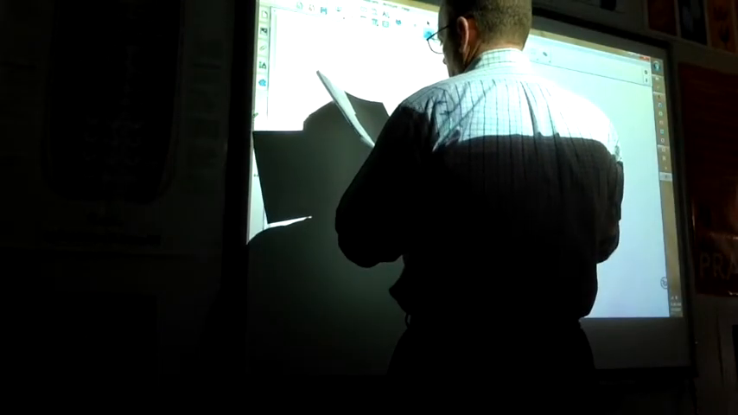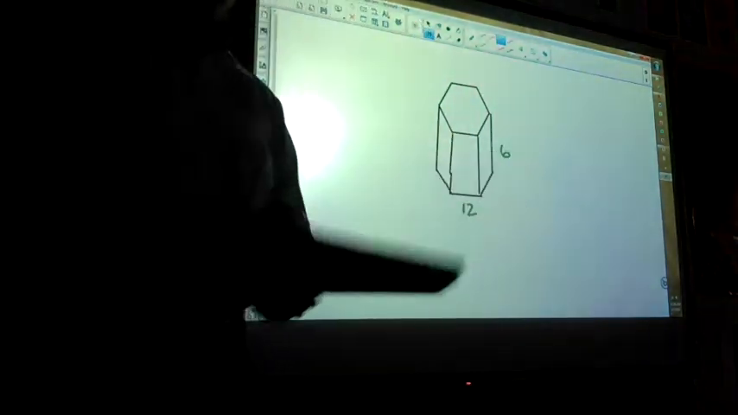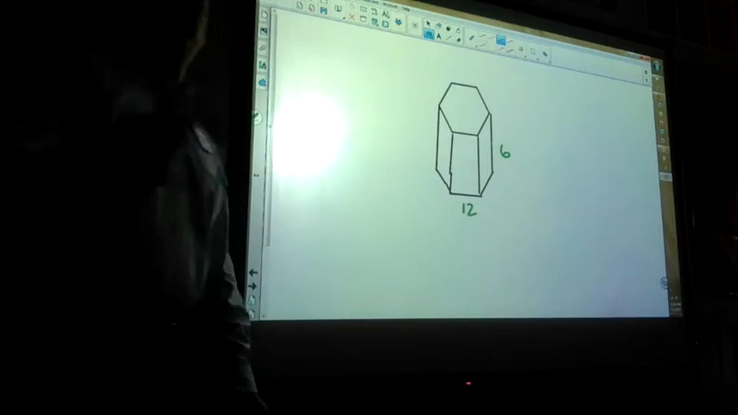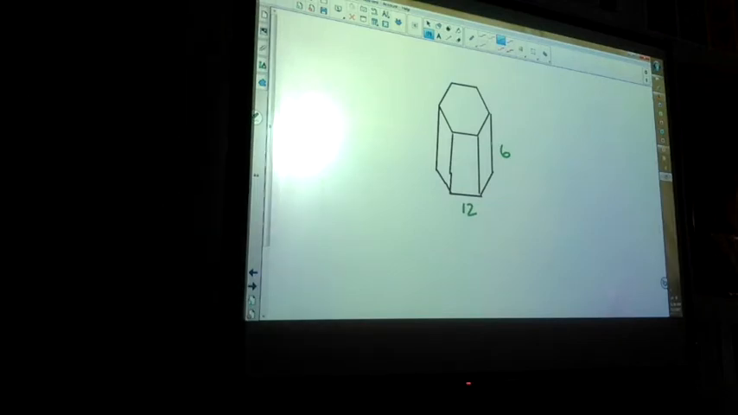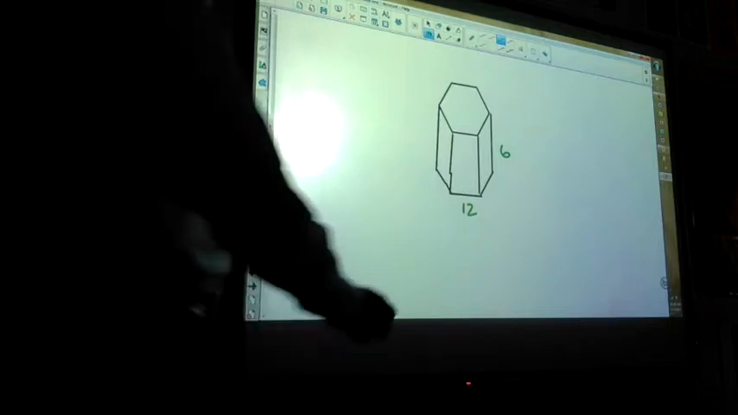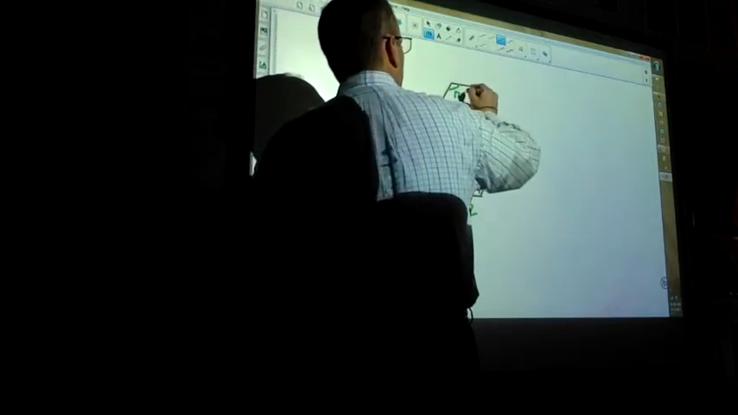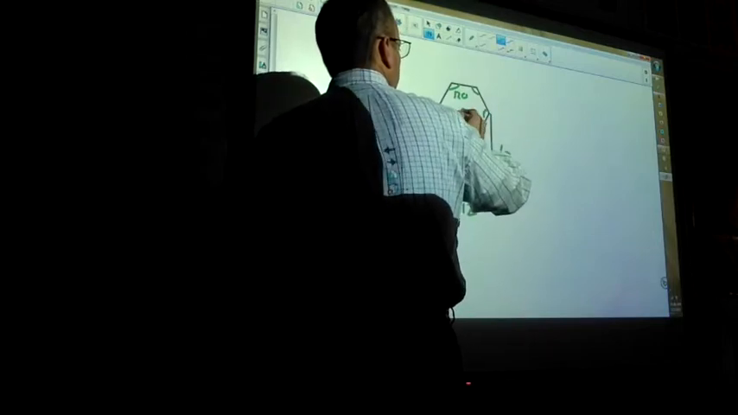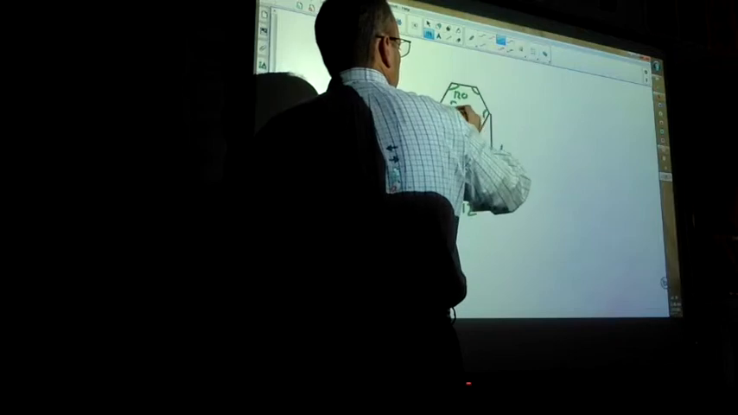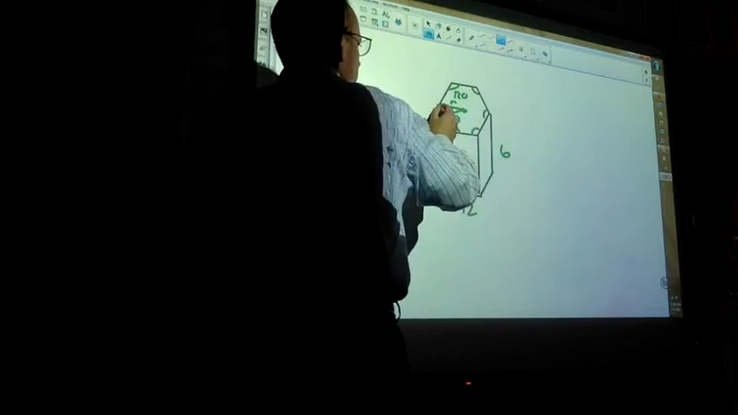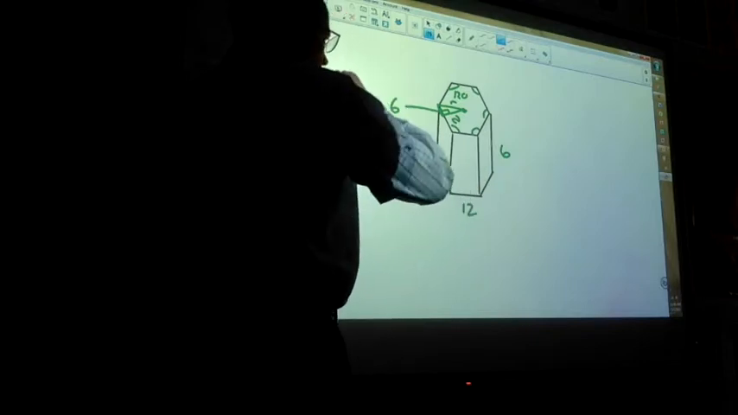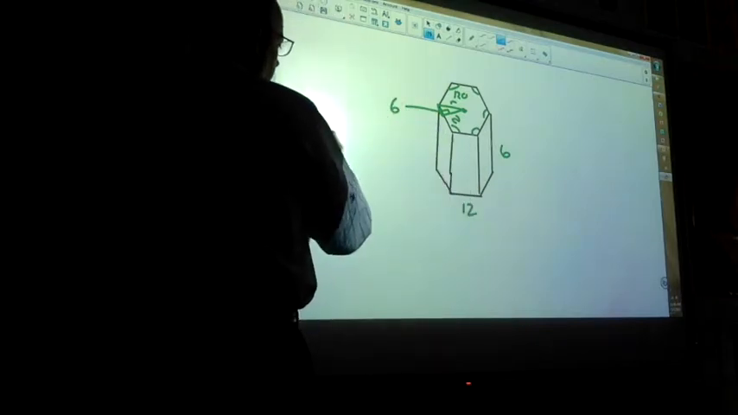So that's 12, and that's 6. We have to realize we have (n minus 2) times 180 divided by n. So that's 720 divided by 6, which is 120. So each angle here is 120. You have your apothem. You have your radius. That's a 90-degree angle. This distance right here is going to be half of the base, so that's going to be 6. So I'm going to pull that triangle out.